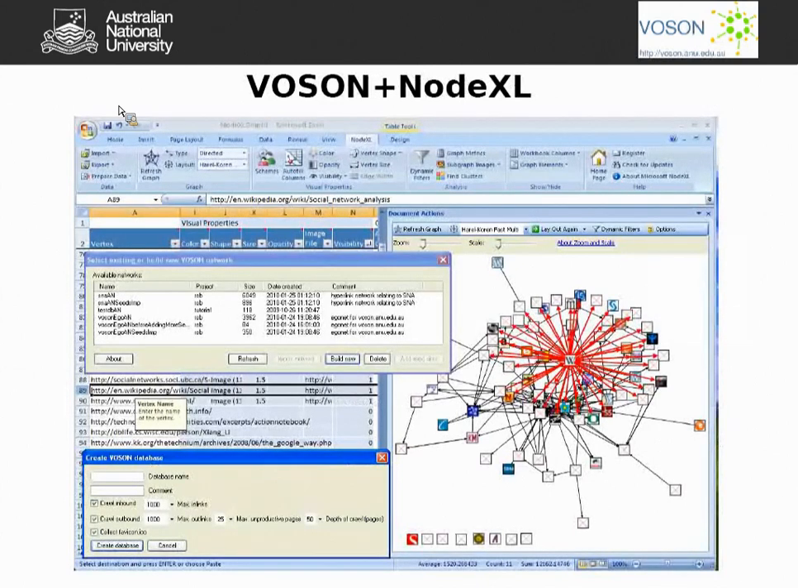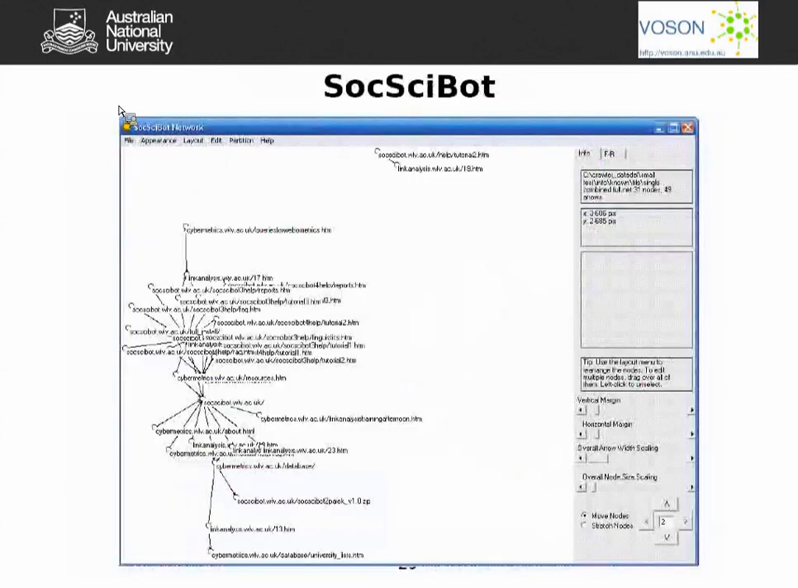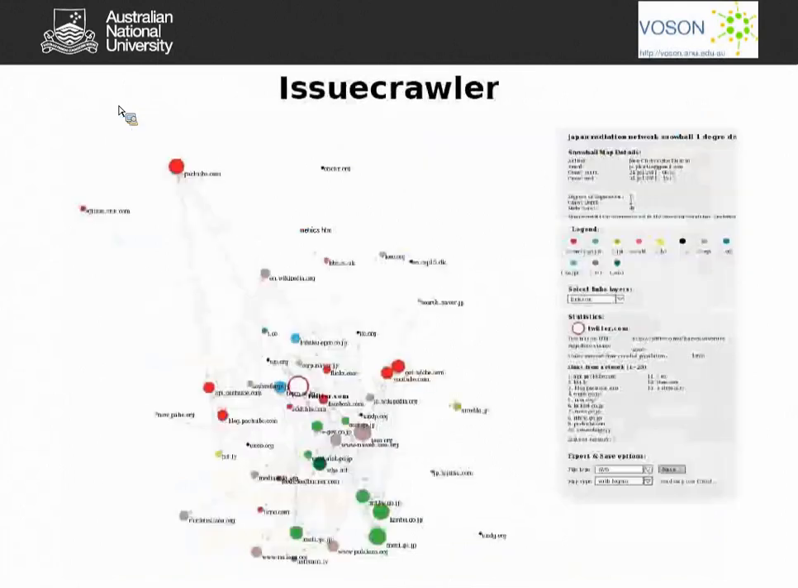By the way, I see there are some people here who weren't at the session this morning, so I shouldn't assume too much. But this is software that I've developed at the ANU as part of my research, and I had some contributors. I'll show you the contributors later on. Then we've got SocSciBot. This is the software that comes out of the University of Wolverhampton. Mike Thelwell's behind this. And then finally, this is what Issuecrawler looks like.